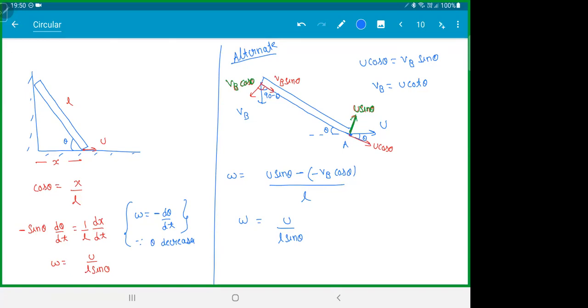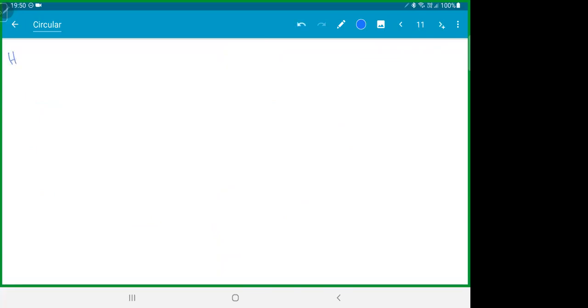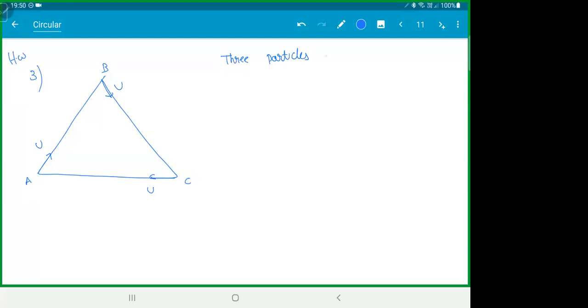Next one is a homework problem. Make sure to try it at home. It's a good one. I want to give some time to try. And the best thing, you have seen this already. Like I said, we'll not do any new things. 3 particles ABC chasing each other. Remember the story? Chase each other with speed U. Side of the triangle is A.